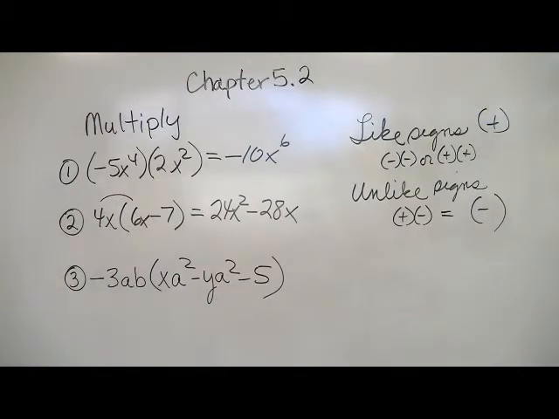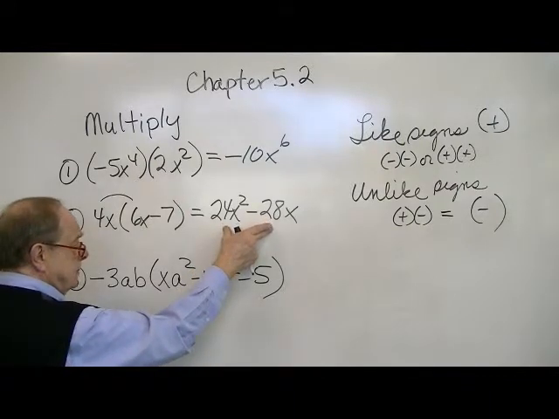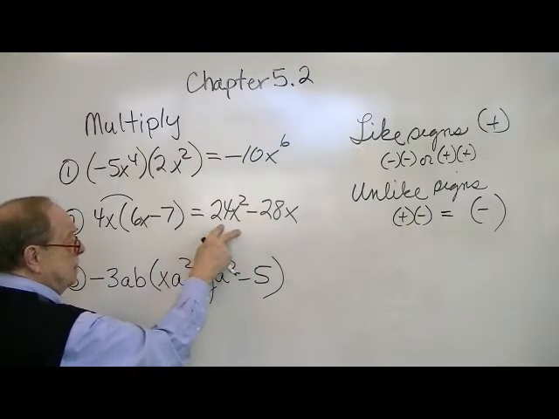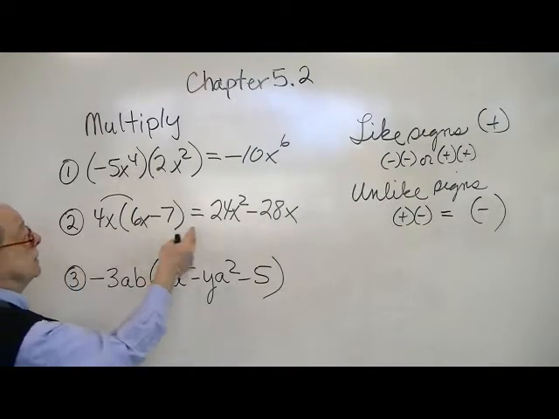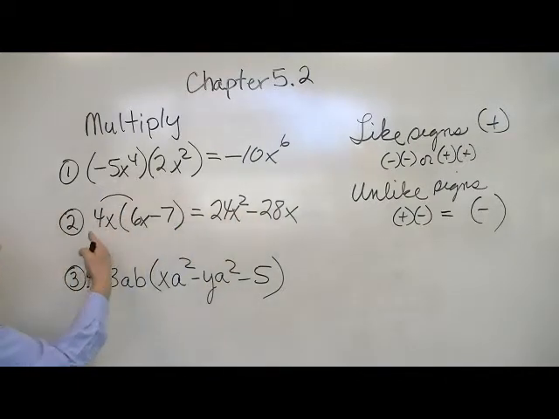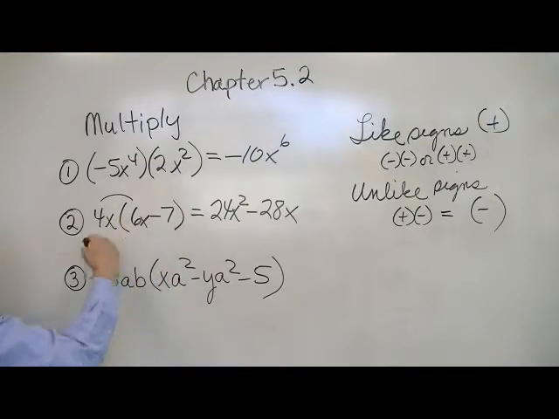Now, another thing to remember as we move on in chapter 5, we're going to take terms like this and take out the greatest common factor, which is this. So this is distribution. Remember, later we will factor it. Multiplication is a little easier. Factoring is a little more challenging.